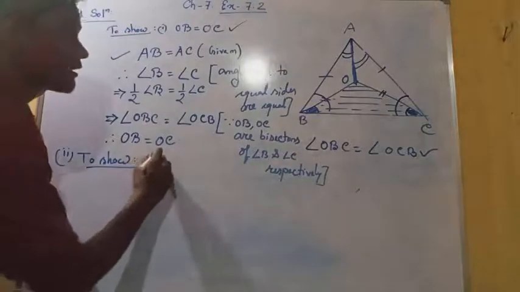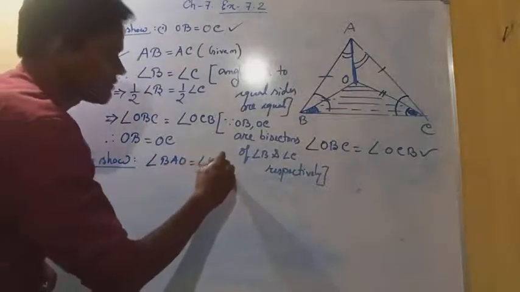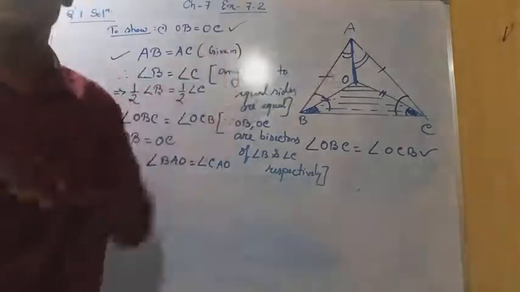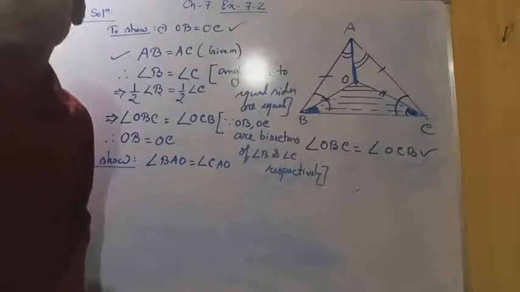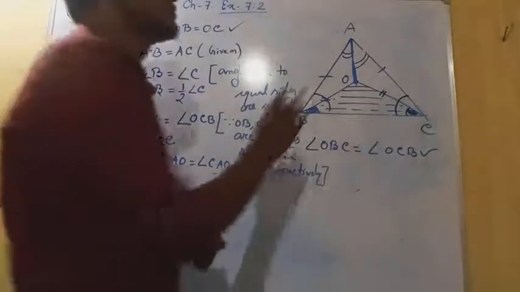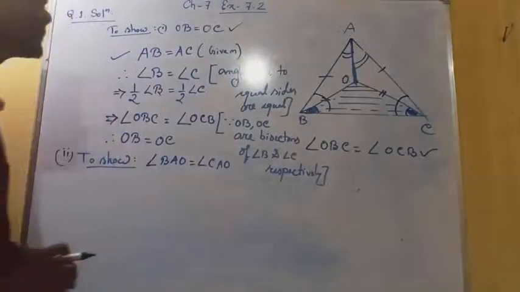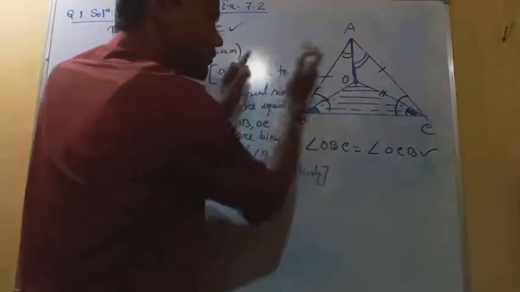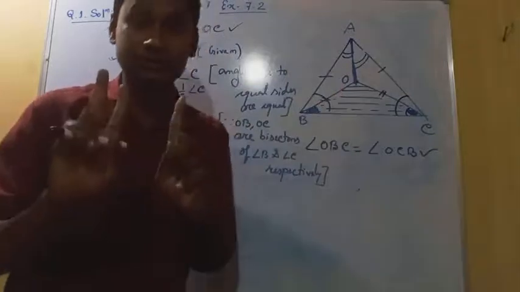To show angle BAO is equal to angle CAO. That means AO bisects angle A. That is what we are supposed to show. Now how to show these two angles are equal? Look at here. These two angles are equal. How can we show? Here this angle belongs to the triangle, two different triangles. Both the angles belong to two different triangles.